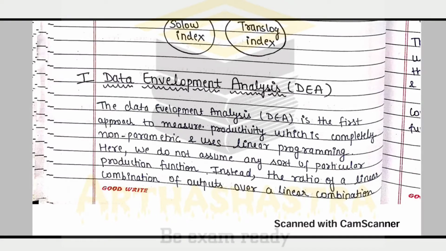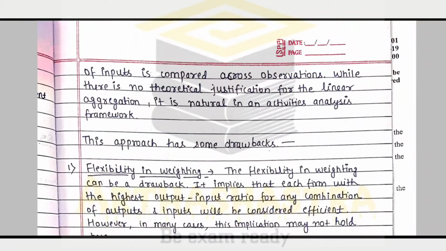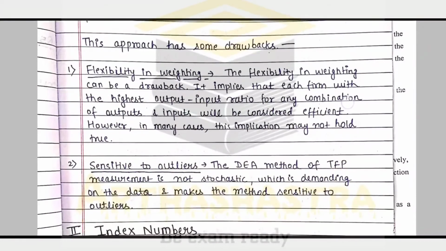So we have written about data envelopment analysis, which is non-parametric and uses the linear programming method. So here we do not assume any particular kind of production function. We have explained the approach. Now we have written its drawbacks, which are flexibility in weighting and sensitivity to outliers.